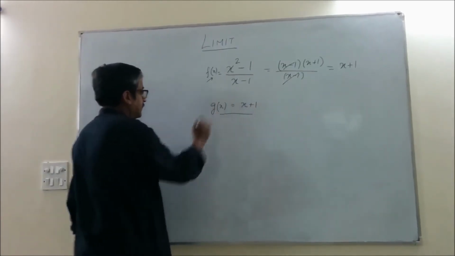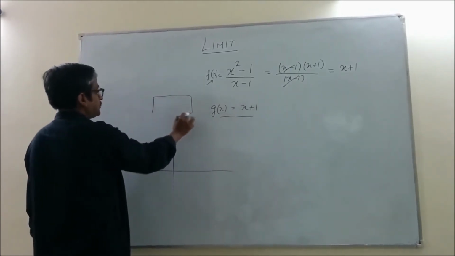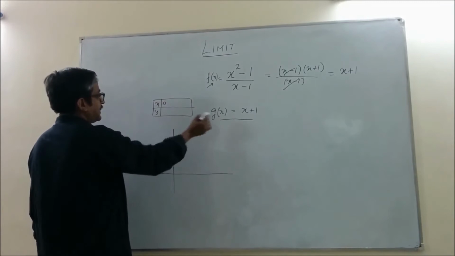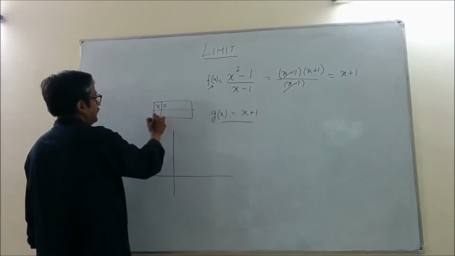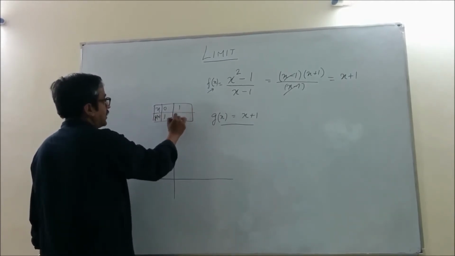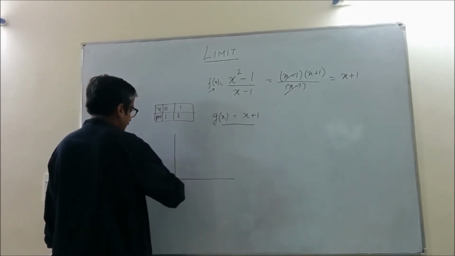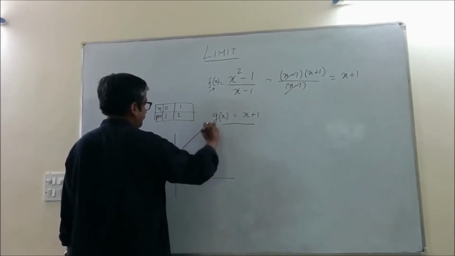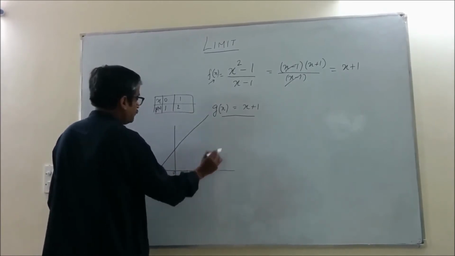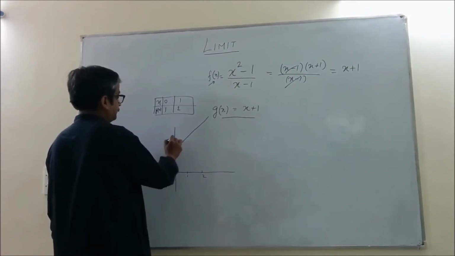Let me try to first plot this function. I make a box. I put x equals 0. My g of x will be 1, x equals 1, g of x will be 2, and so on. And so I will get a straight line something like this. This is 0, this is 1, 2, and so on. And at x equals 0, g of x is 1.